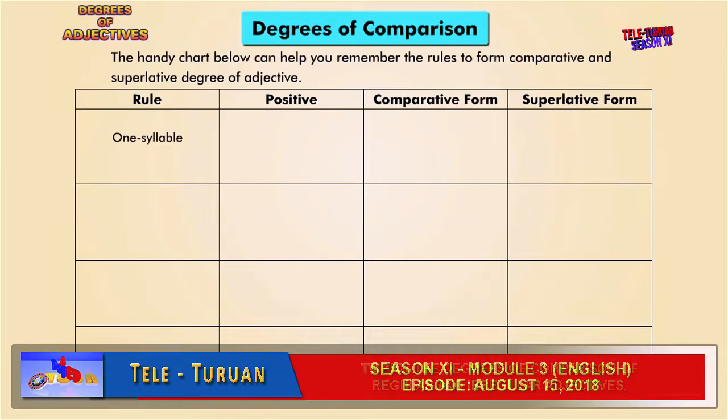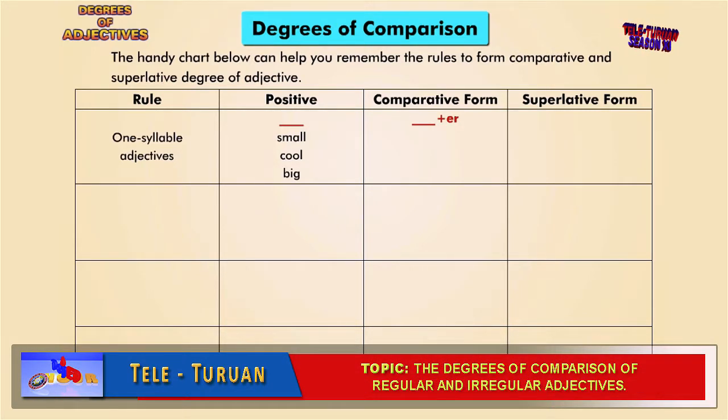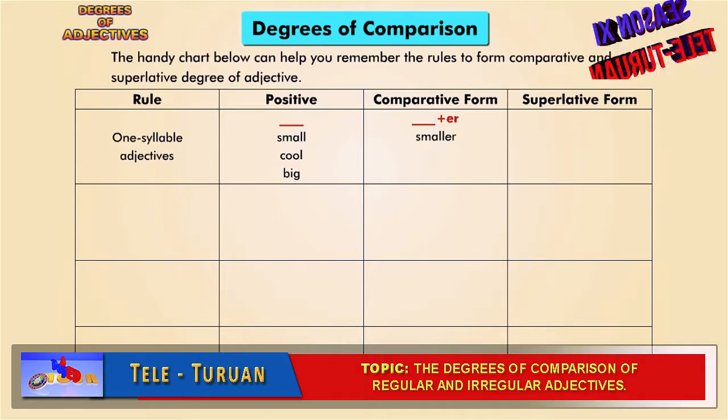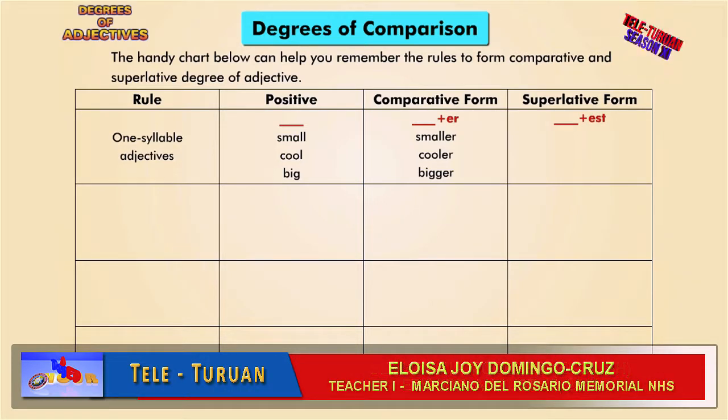For one-syllable adjectives, we have small, cool, and big in the positive form. Now, to form the comparative form, we add ER. Smaller, cooler, bigger. Now, to form the superlative form, we add EST to the word.